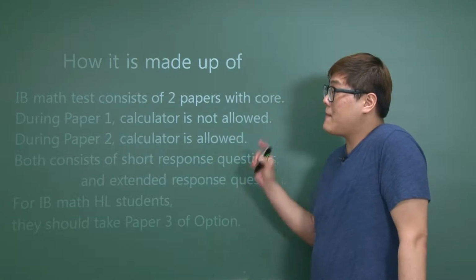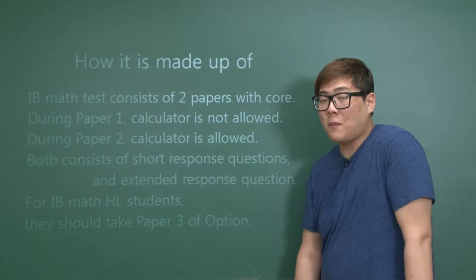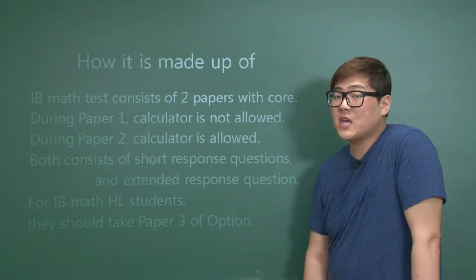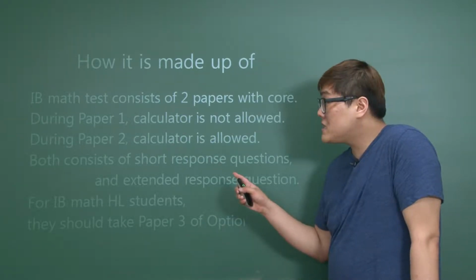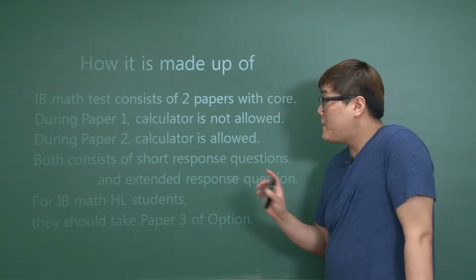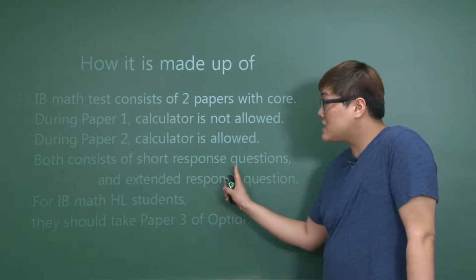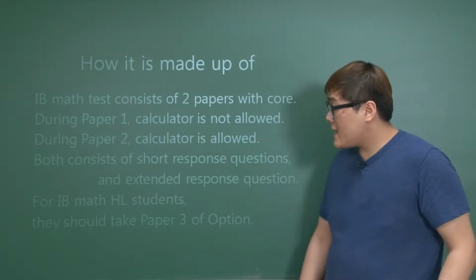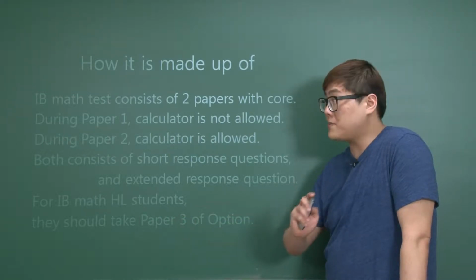So the IB Math course consists of 2 papers with only the core section. I'm not going to cover options, so only core. During paper 1, a calculator is not allowed, so you cannot use any kind of electronic devices. In paper 2, you can use only a calculator, no other electronic devices. Both consist of short response questions and extended response questions. For short response you only write down the answer, and for extended response you have to show your work. And for IB Math higher level students, you should also take paper 3 of the option.